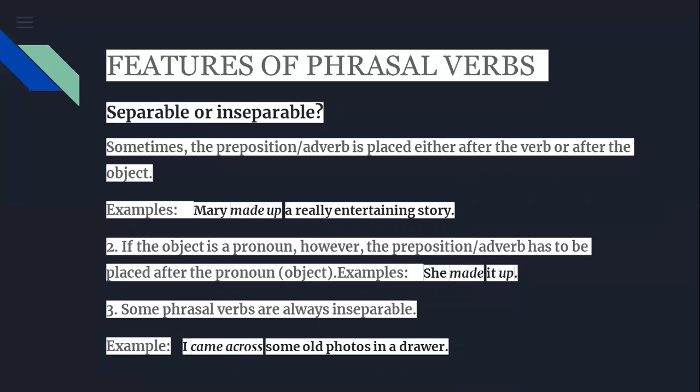Another example: some phrasal verbs are always inseparable. So for example, I came across some old photos in a drawer. What does it mean? She saw some old photos in a drawer. So came across says that she suddenly saw, like it can be without any intention. She suddenly came across some old photos in a drawer. So now we cannot separate came across. So we can see that these are the features of phrasal verbs. Some phrasal verbs can be separated, and some phrasal verbs cannot be separated.